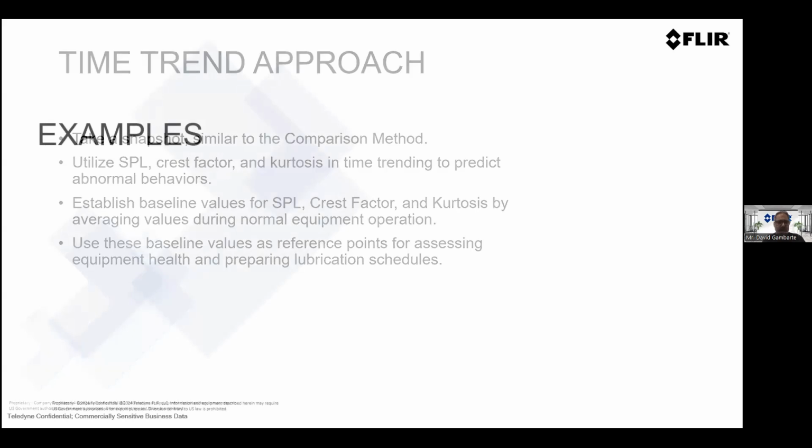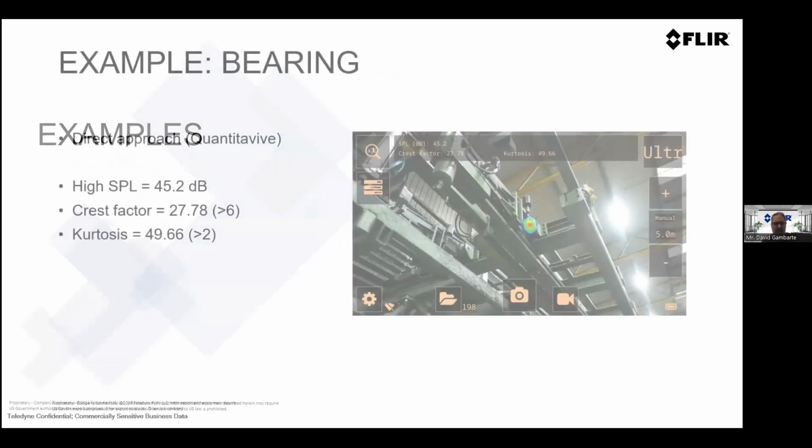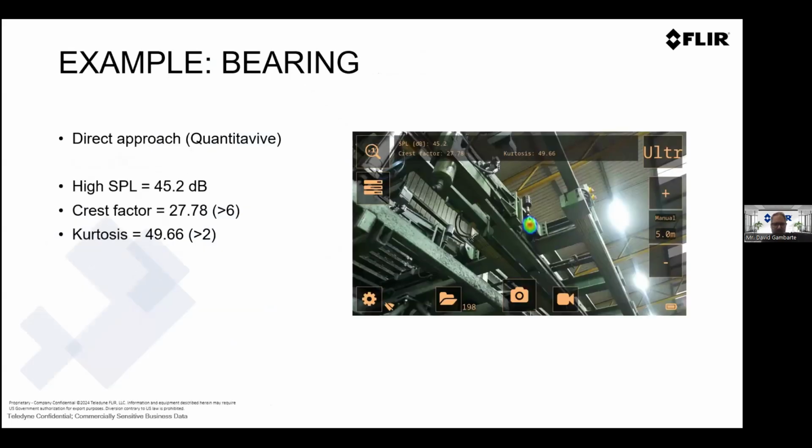Examples. This is a bearing example. Direct approach, quantitative: you have a high SPL in this case, a crest factor of 27.78, and a kurtosis of 49.66. And of course, the SPL is high as well. So this is a clear mechanical fault in a bearing. And this doesn't require any kind of time trend comparison. You can just go and inspect, because there's something to inspect there.